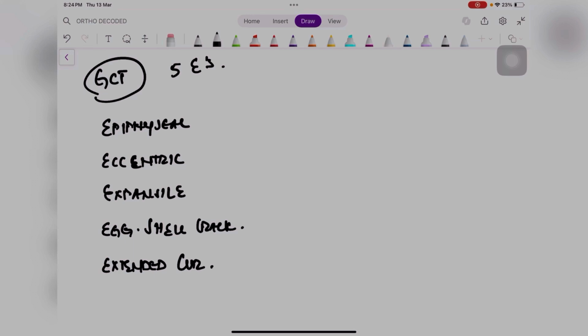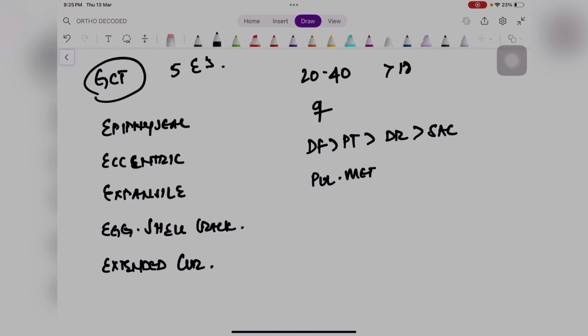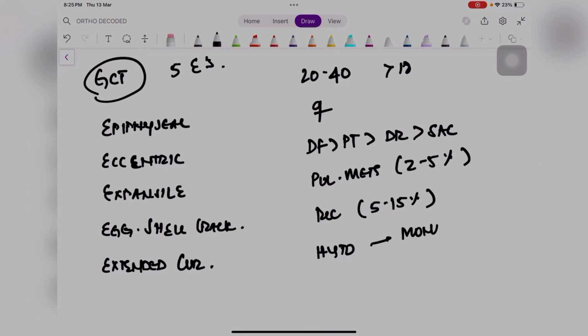So what are the other things? The common age group is 20 to 40 years, that is more than 18 years, after skeletal maturity, most commonly seen in females. Then you have your distal femur, followed by proximal tibia, followed by distal radius, followed by sacrum. Can it metastasize? Yes, pulmonary metastasis is common and occurs in 2 to 5%. Is recurrence common? Yes, in 5 to 15%. Histologically, there are two things you should remember: mononuclear cells and multinucleated giant cells.